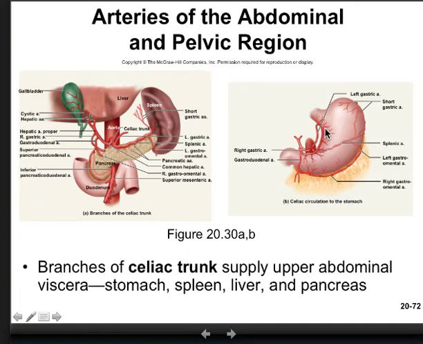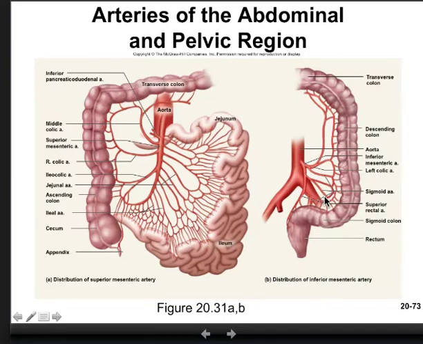The lesser curvature of the stomach is held to the liver by the lesser omentum, and it also is supplied by the left gastric artery and the right gastric artery branches that come off of there as well. And so here you can see the mesenteric arteries and what they supply.